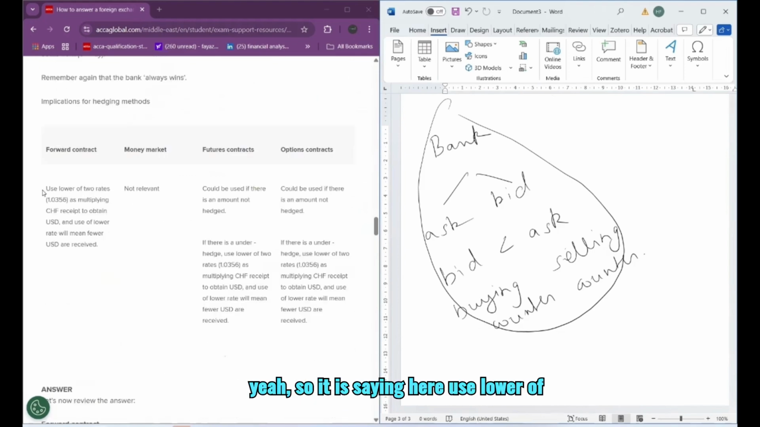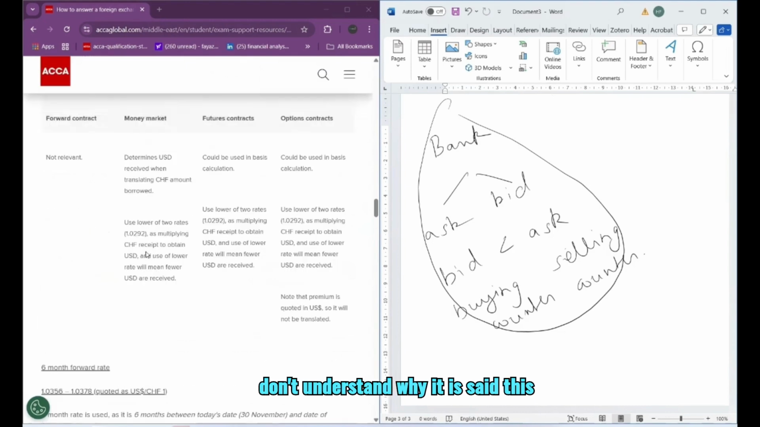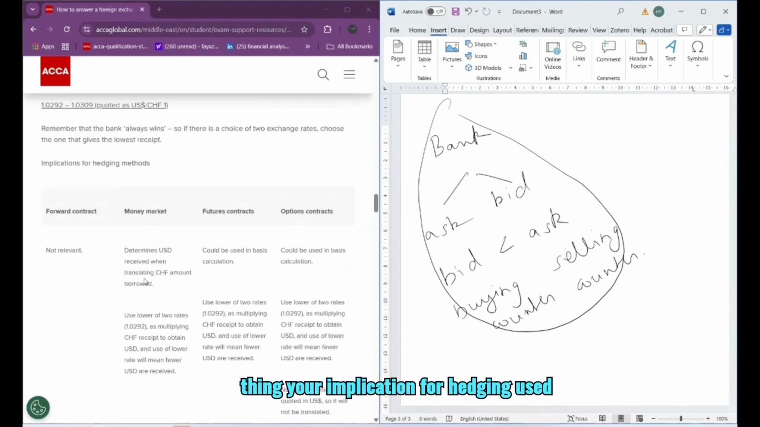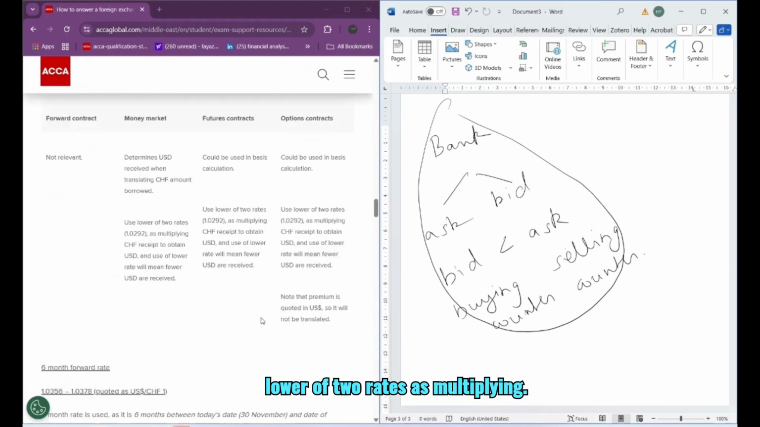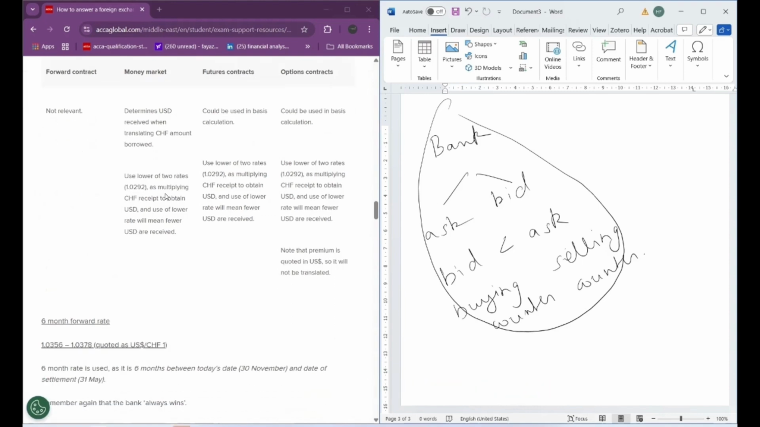Yeah, so it is saying here use the lower of two rates, that is 1.0356. In the money market, it is not relevant. I don't understand why it has said this thing here. Implication for hedging: USD received and translating the CHF amount borrowed. I mean, this is just explaining the thing. Use the lower of two rates when multiplying CHF to obtain USD. Basically, in case there is a step where you will have to convert.